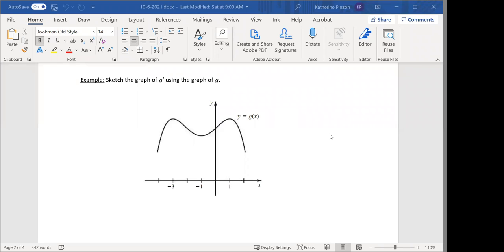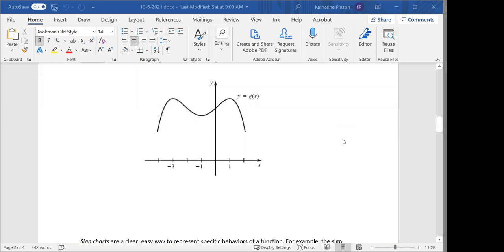Here's the graph of the function. I want to sketch the graph of the derivative. What does the derivative tell you about the function?